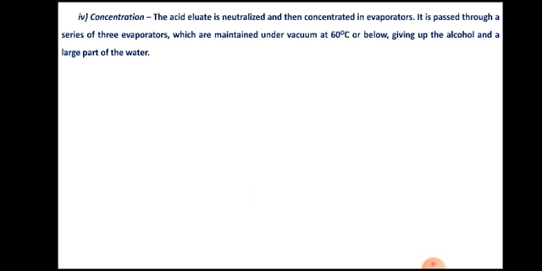Now this streptomycin trihydrochloride solution is ready for the next step. That step is called concentration. This streptomycin hydrochloride, which is called the acid eluate, is neutralized and then concentrated in evaporators. This solution will go to evaporators, where it will be exposed to 60 degrees Celsius or less. This will lead to the release or separation of water and alcohol. So there will be a decrease in the water content and there will be release of alcohol content also.